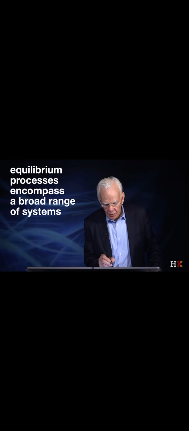Before we proceed, it's very interesting to recognize that equilibrium processes encompass a broad range of systems. One example is the reaction between calcium carbonate, which is limestone, and calcium oxide, which is called quicklime. This reaction is extremely important for the production of steel. The calcium oxide, or quicklime, is an important constituent in the formation of pure steel.